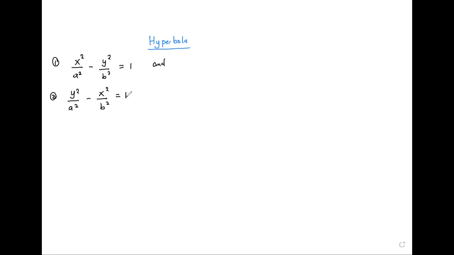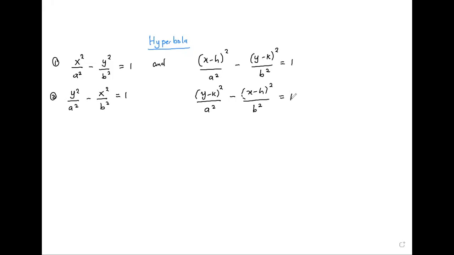And both of these have the center at the origin. We also have (x minus h) squared over a squared minus (y minus k) squared over b squared is equal to 1, and (y minus k) squared over a squared minus (x minus h) squared over b squared is equal to 1. Again, lying on the x-axis and on the y-axis with the center translated.